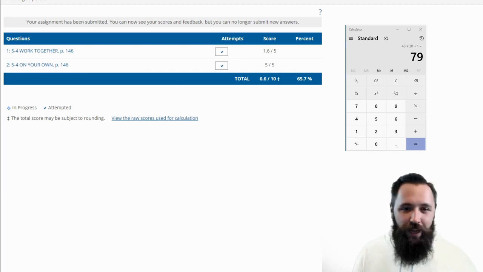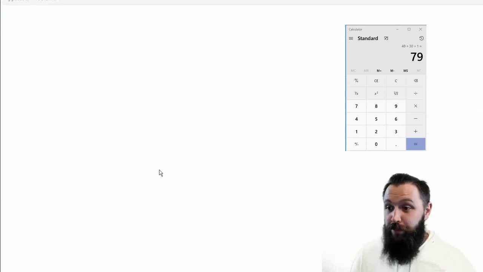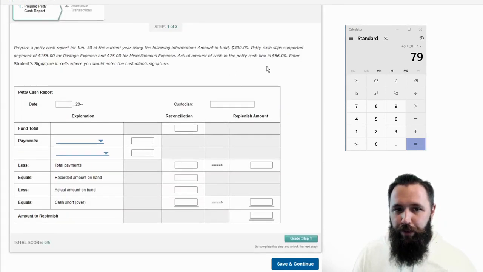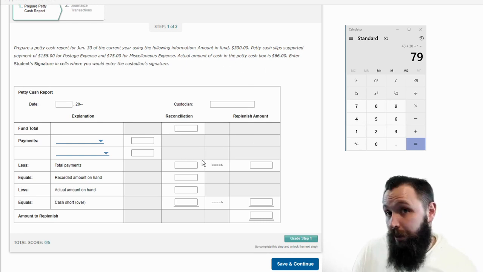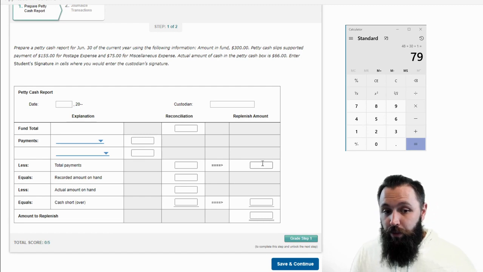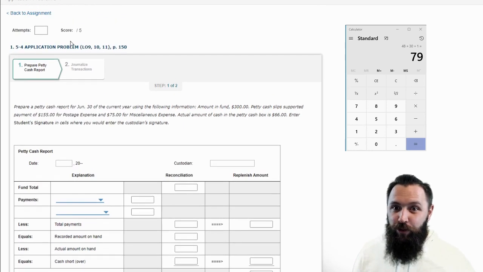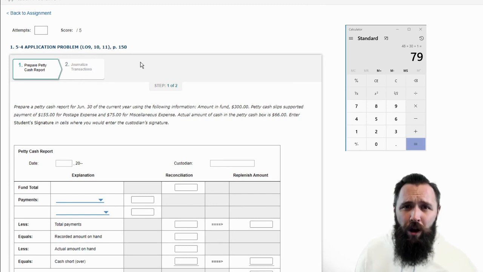Now, remember, when you get into the application, things might look a little bit different, and you might have to work through it, because there's a possibility that we might have a cash overage. So what do you do then? Think about that, okay? Because when you have $1 extra in there, you would need $1 less to replenish it. And then when you journalize your transaction, it wouldn't be a debit, it'd be a credit. So just keep that in mind so you know what you're doing when it comes to reconciling and proving this petty cash report.